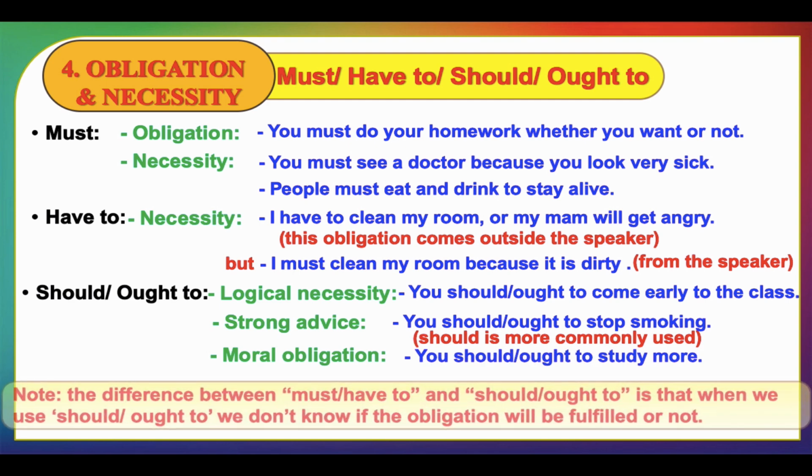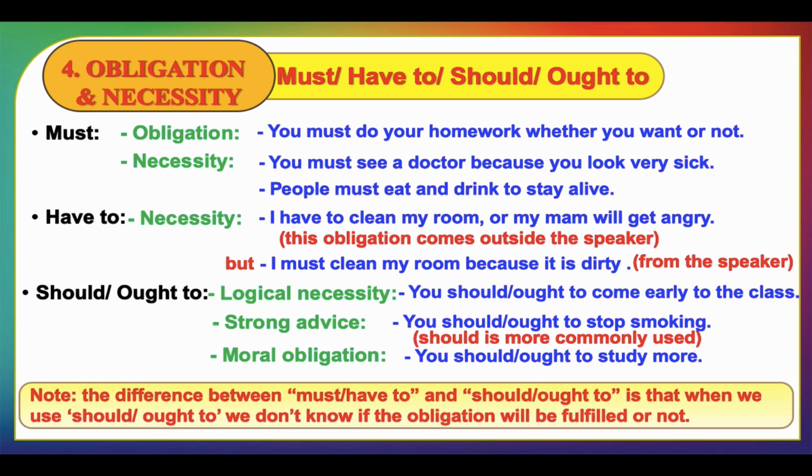At this stage, I have a note about the difference between must and have to, and should or ought to. When we use should or ought to, we don't know if the obligation will be fulfilled or not. So, for example, when someone tells you you should quit smoking, you may quit or not. But if someone tells you you must stop smoking, that means there is no other choice. You should stop it, or maybe you will get punished.